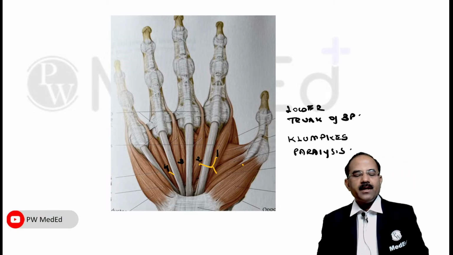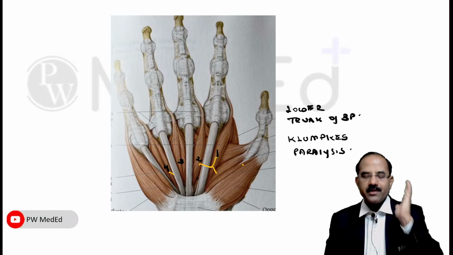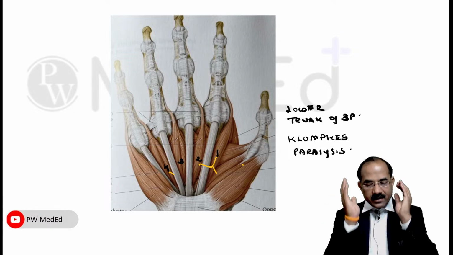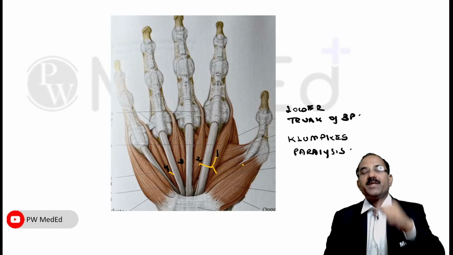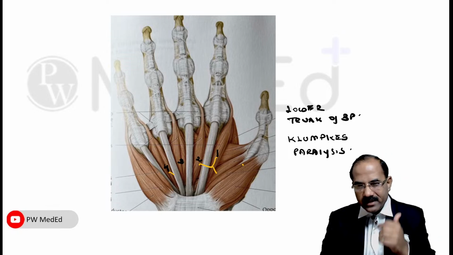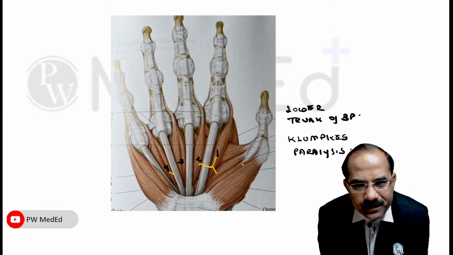Ape thumb deformity is not it, child. Ape thumb deformity is due to injury to the median nerve. What am I asking? Which condition has both median and ulnar nerves damaged? That's injury to the lower trunk of the brachial plexus. And when do we get this? We get this in Klumpke's paralysis. Am I clear?